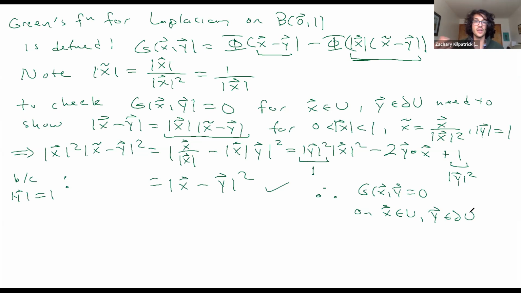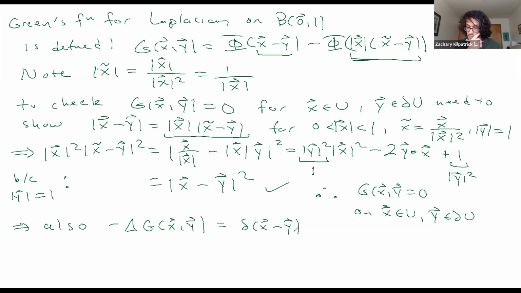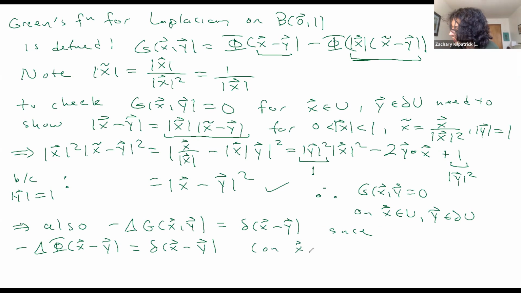The other part, remember, is making sure that we only have one singularity living inside of our domain. That's why with method of images, you always reflect outwards from the domain in order to put your singularities out there. So the last thing we check then is the Laplacian of G is equal to delta of x minus y. And this is true essentially since minus the Laplacian of our fundamental solution is equal to delta of x minus y, essentially on x and y in U.